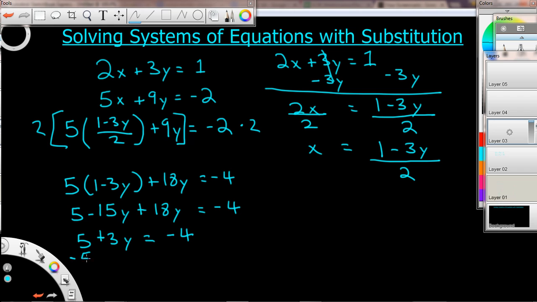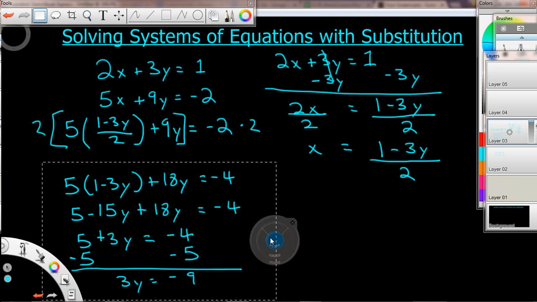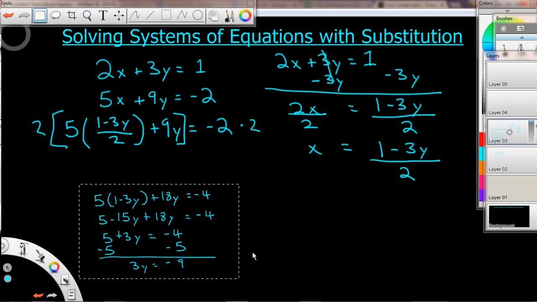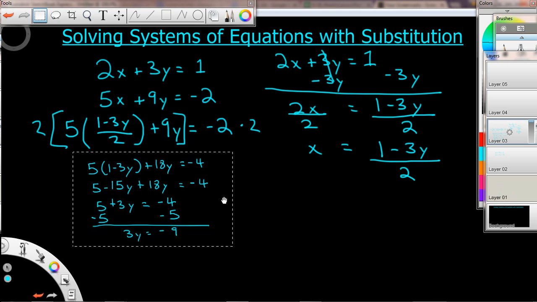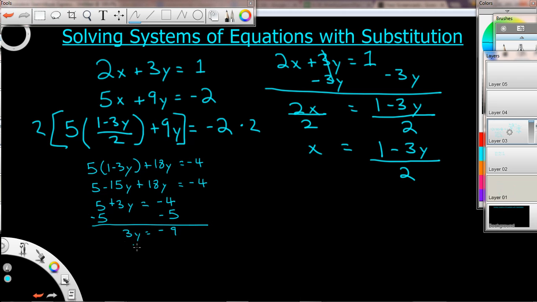Anyway, all right, so we subtract 5 on both sides of the equation. And we get 3y is equal to negative 9. I'm going to shrink this up a little bit to get a little bit more room. And finally, dividing by 3, we get y is equal to negative 3. Okay, great. So we solved for y.